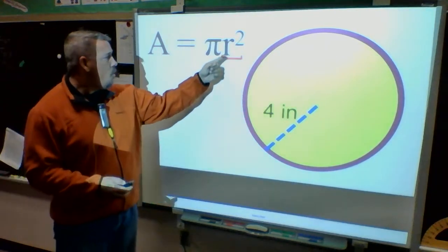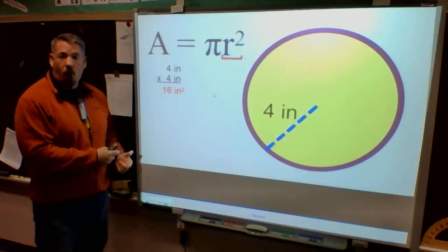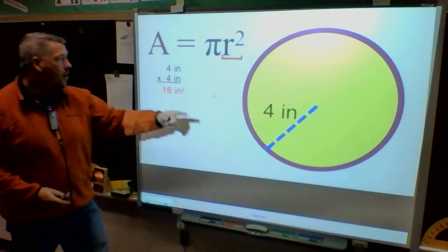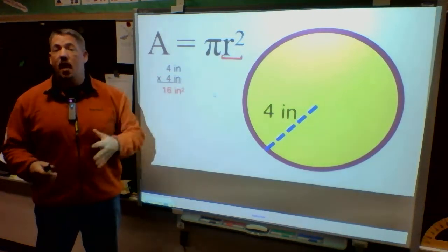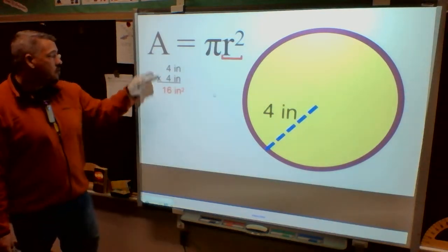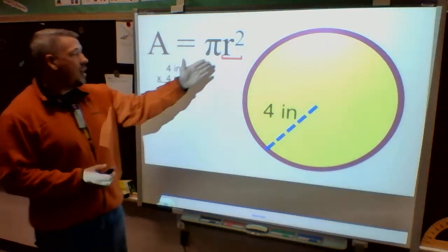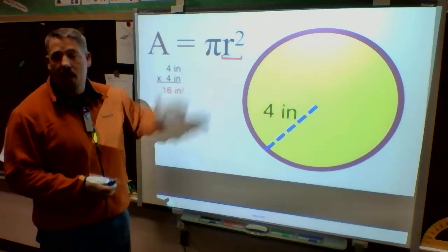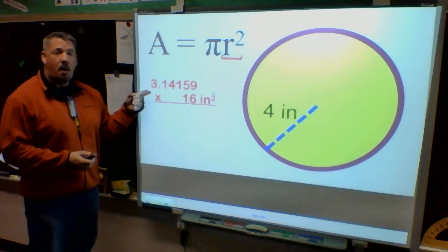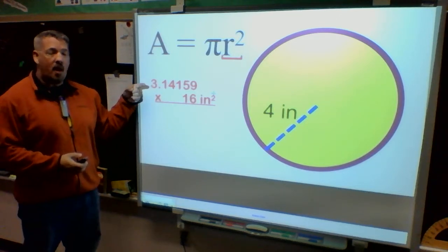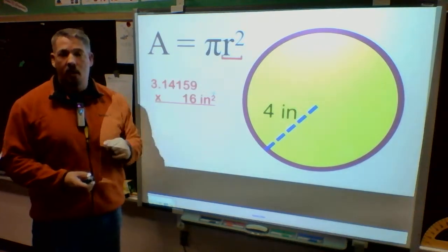When I plug in the 4 for the r squared, I know what I actually have is 4 times 4, because the radius is 4, and the square tells me to multiply the big number, what the r would be, times itself 2 times. So 4 times 4 gives me 16. So mathematically, what I'm saying is that I have 16 times pi, and pi is 3.14159. So I'm going to write that math problem down, 3.14159 times the 16 square inches, which is what my r squared is.